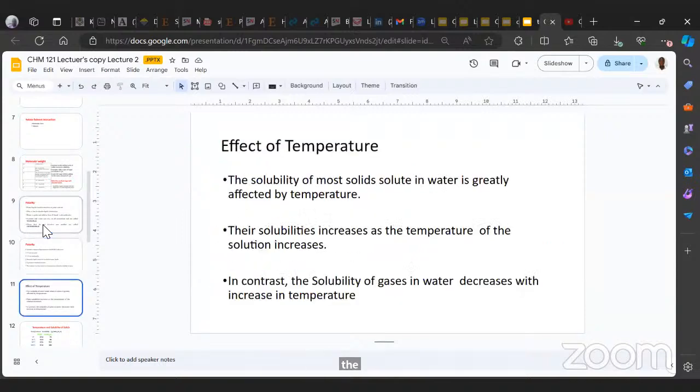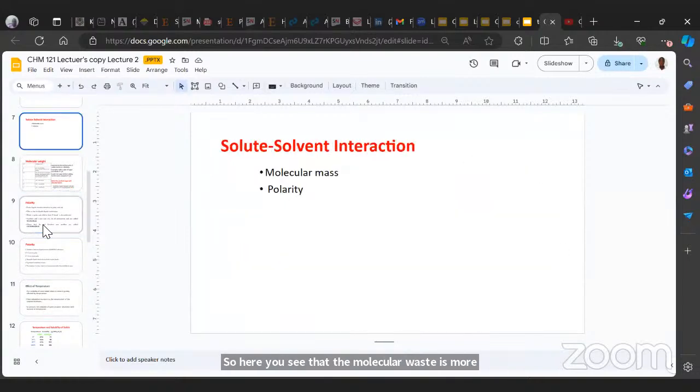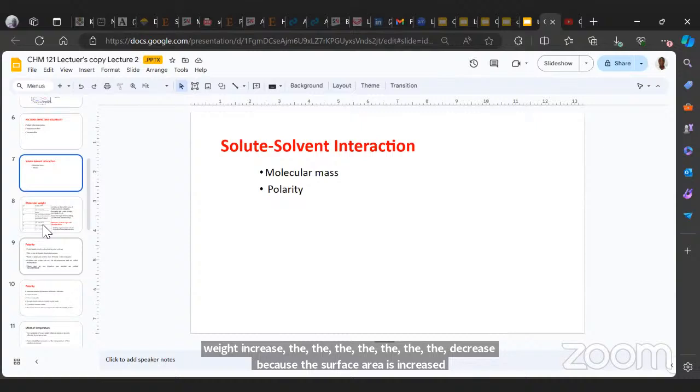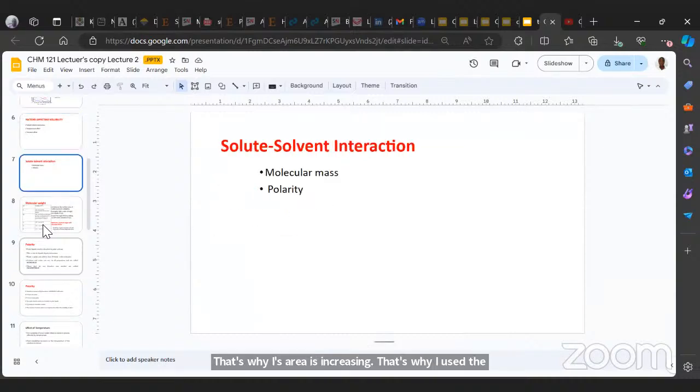Let me do a recap again. I said three things affect the solubility of substances. What did I say are the three things that affect the solubility? Solute-solvent interaction, temperature effect, and pressure effect. Now we are still under solute-solvent interaction, where we have the molecular mass and the polarity.